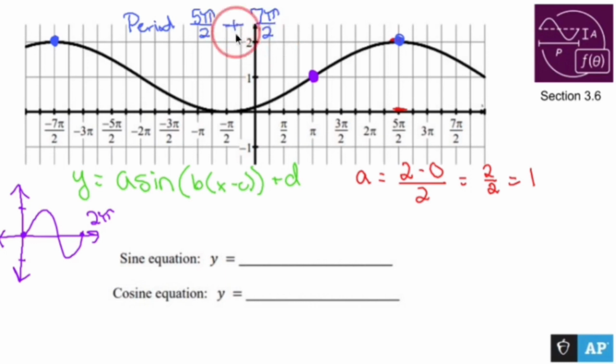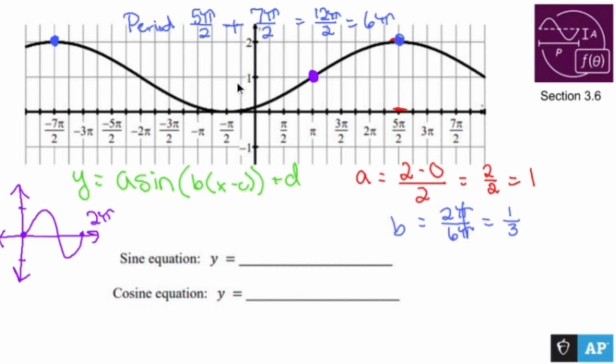So we have a double negative, make it positive. 5 pi plus 7 pi is 12 pi. 12 pi over 2 is 6 pi. Now, does that mean B is 6 pi? No, no, no. You find B by taking 2 pi and dividing by your period. 2 pi divided by 6 pi, the pi's cancel out, B is a third. Okay? There you have it.